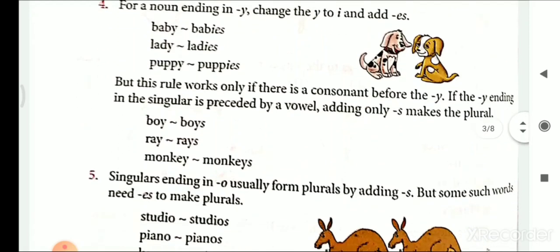The next rule is, this rule of changing y to i and adding es applies only when there is a consonant before y. Dear students, you might have learnt what is a vowel and what is a consonant. The letters a, e, i, o, u are considered vowels. So when there is a vowel before y, always add s to make it plural. But if there is a consonant, then always change the y to i and add es.